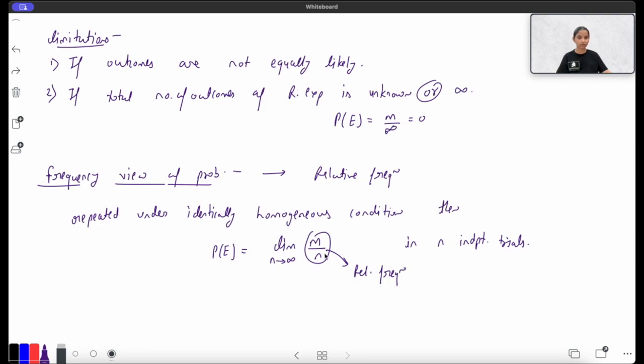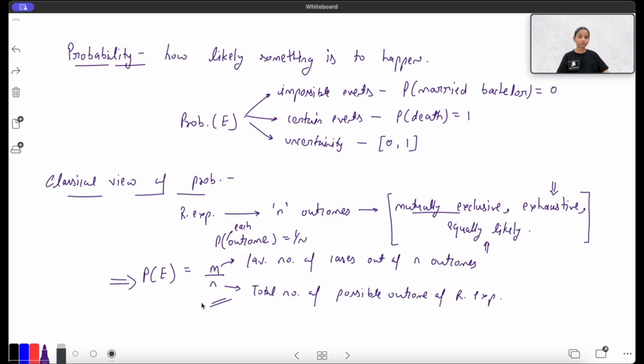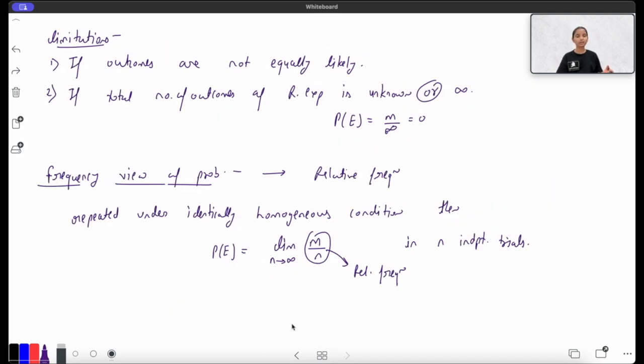This is not similar to what we studied earlier, because that m by n is related to when we have considered that the outcomes are equally likely. But in the frequentist view of probability, there is no restriction that my outcomes are going to be equally likely. It can be either case. If they are not equally likely, then it is okay. Here m by n corresponds to the relative frequency of the outcomes, and we are finding the probability for n tending to infinity.